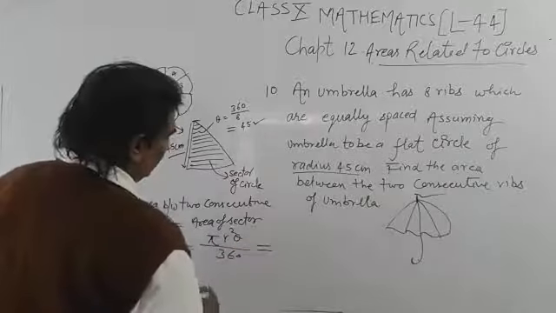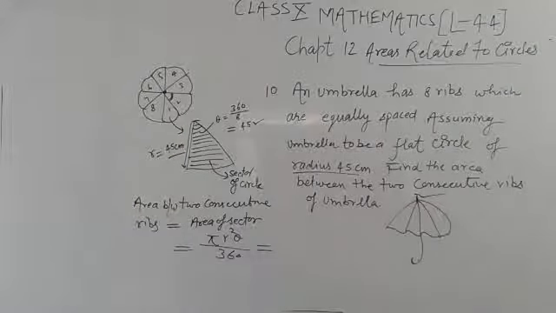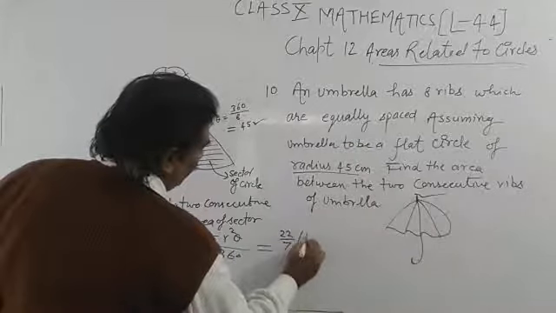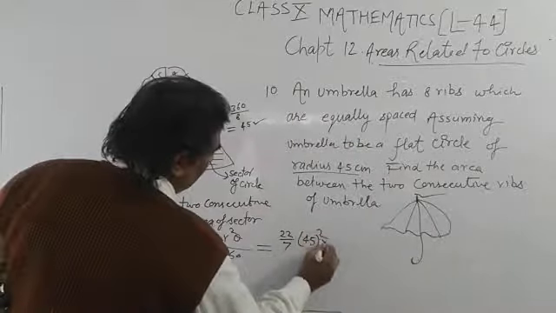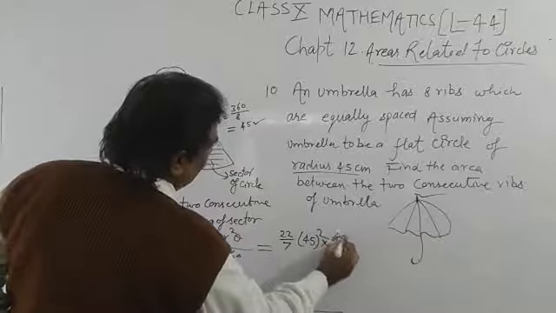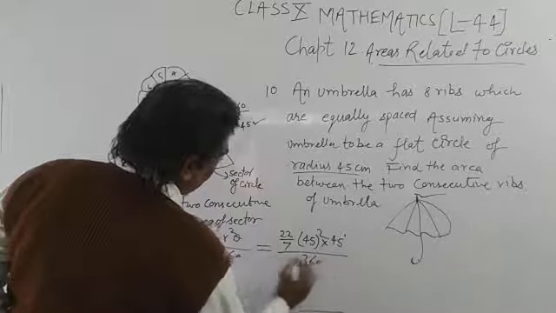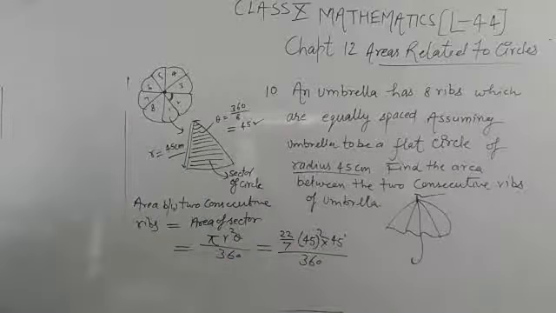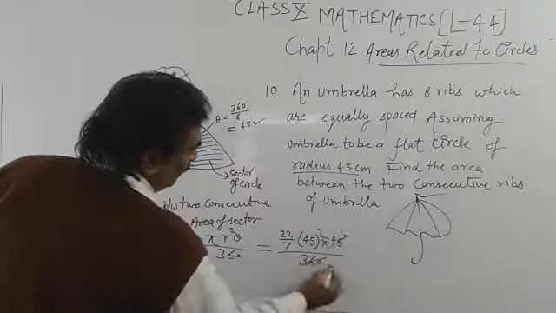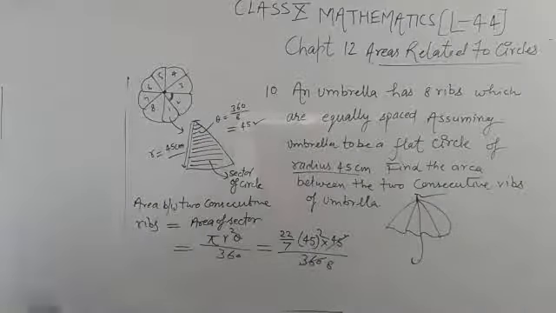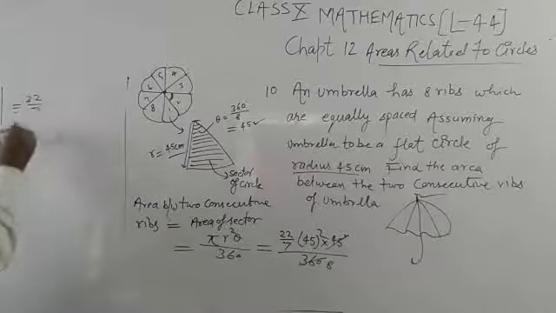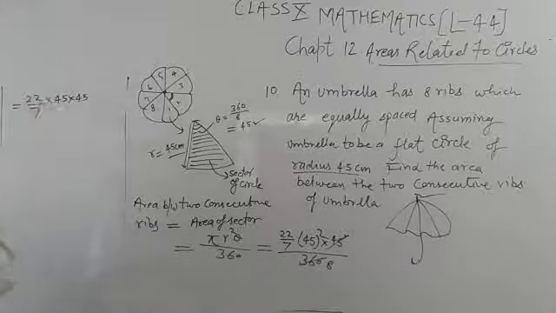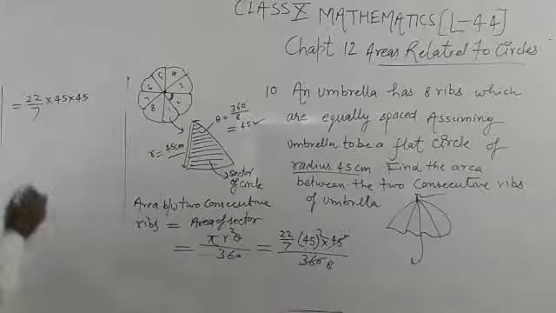So this can be written as pi. Students, we will use pi as 22 upon 7, and radius 45 square, pi r square theta. Theta is 45 degree upon 360. Okay. Now 45, 8 times, cancel out. 22 upon 7 into 45 square, that is 45 into 45, upon 8.